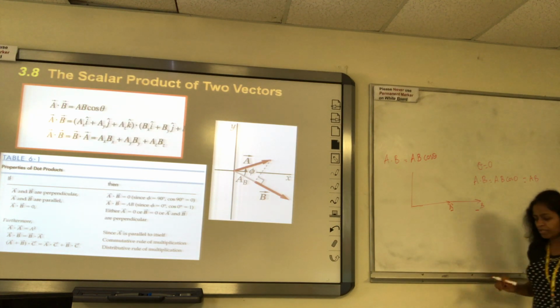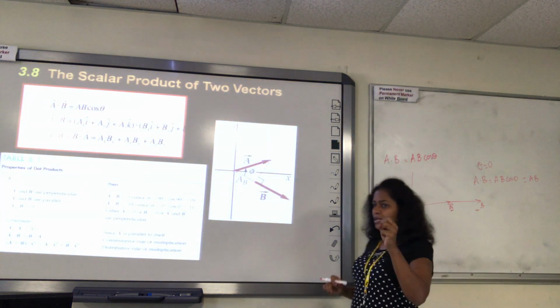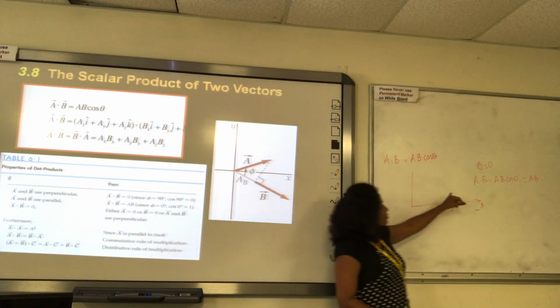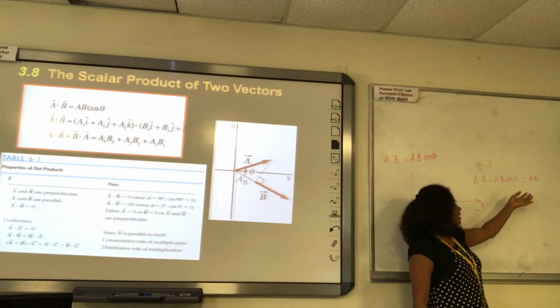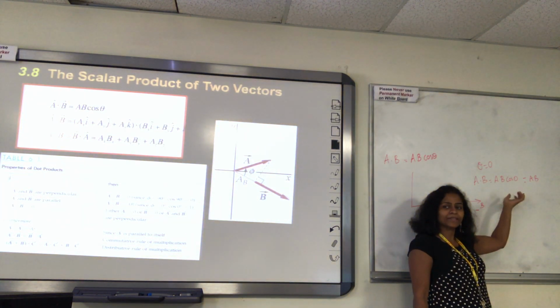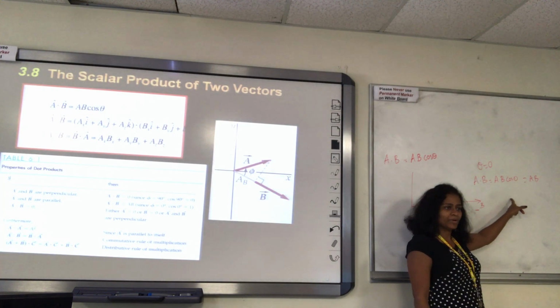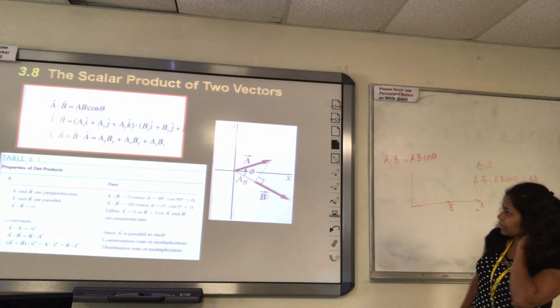So now you know that if you know the angle between those two, then you know how to find the dot product of those two. If it is 0 or 90 degrees like that, then you can simply do it in your mind itself and you can tell the answers. Okay, so that's about the dot product.